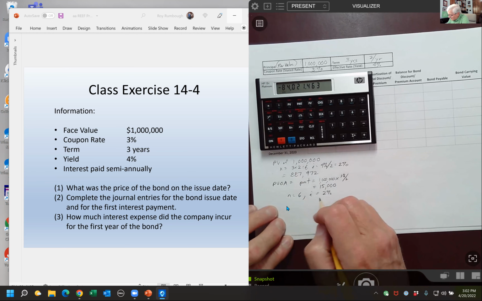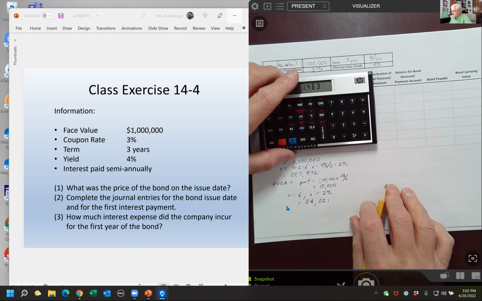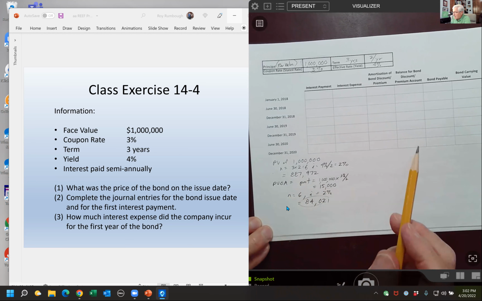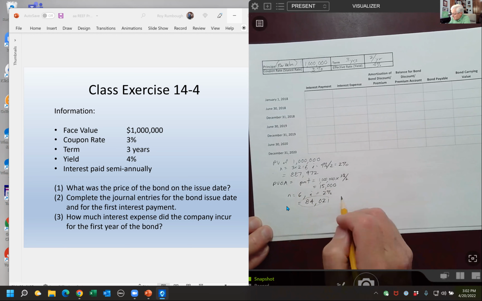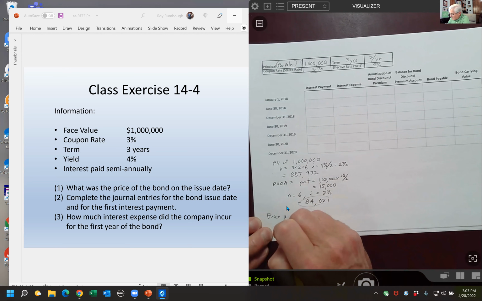No, 84,000. 84,021. So the value of those $15,000 payments is 84,000. The value of $1 million in 3 years is 887. So the value of the bond is the sum of these.